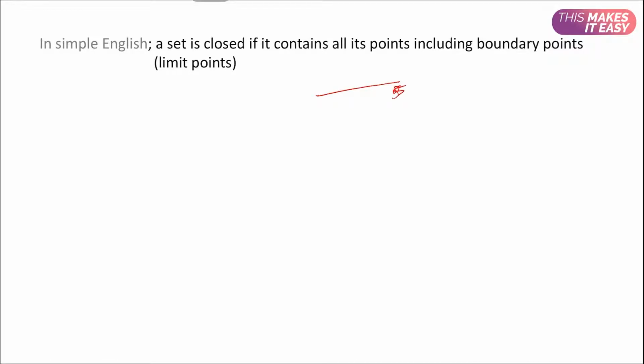We have a set 2 and 5. If this set includes all the points including 2 and 5, this set is closed. All these points are basically called limit points. The technical definition of a limit point in mathematical language is slightly different from what we normally think, so let us see the technical definition of limit points.